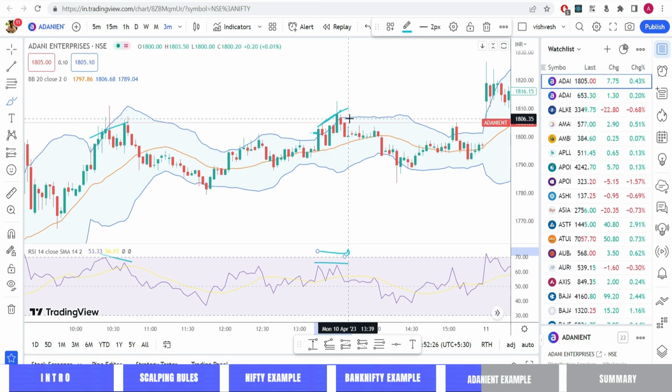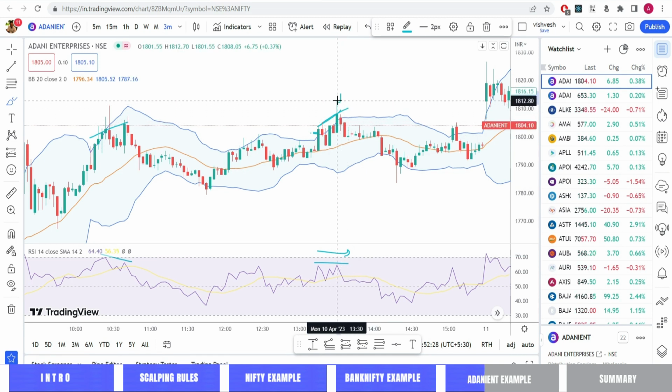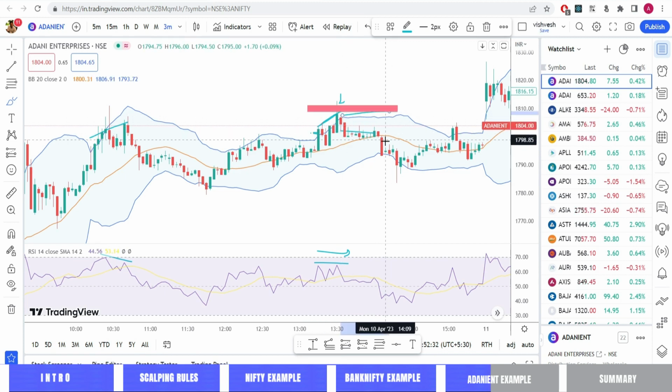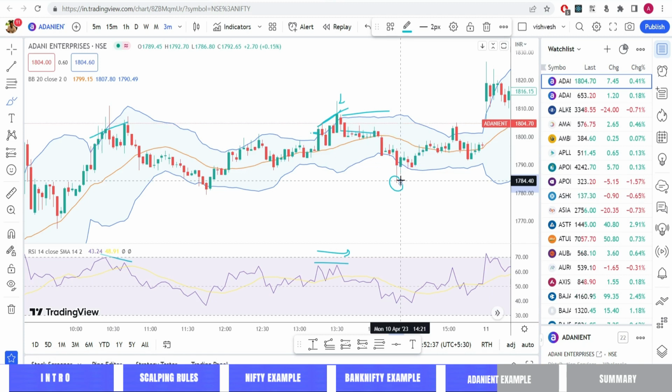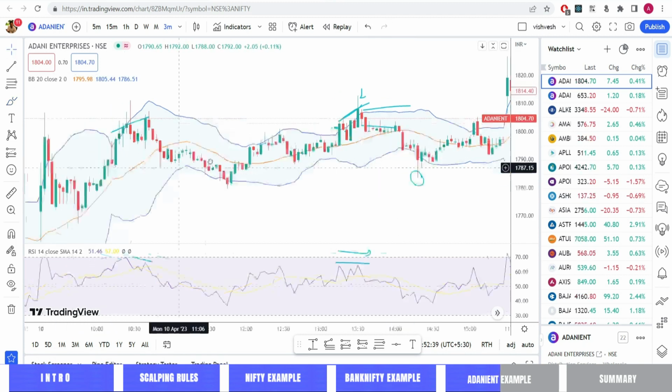So we look for a red candle. We've got a red candle here. This is my red candle. So I will enter at the low. I will put the stop loss here, and we can easily get a 1:4 target in maybe half an hour again. And let's take one more example.